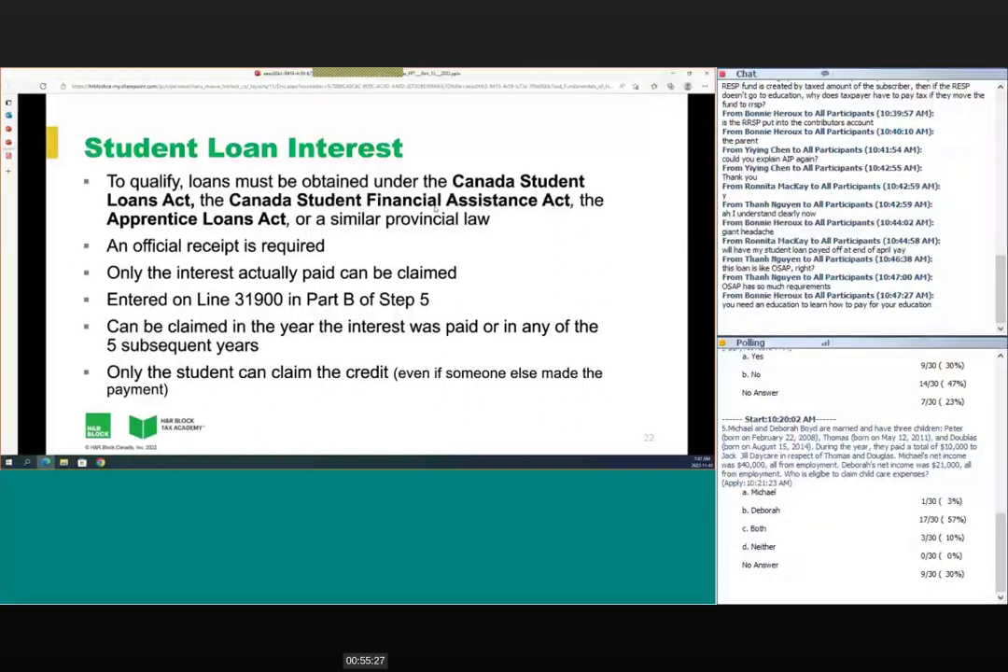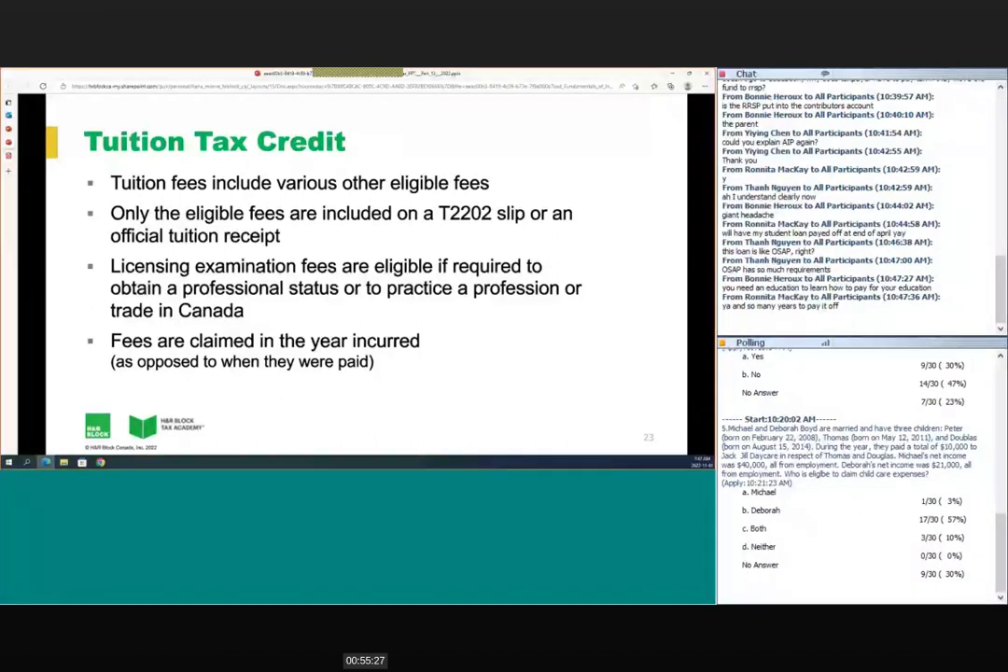That's right. Anyway, okay, so student loan interest. So now we're up to tuition credits.